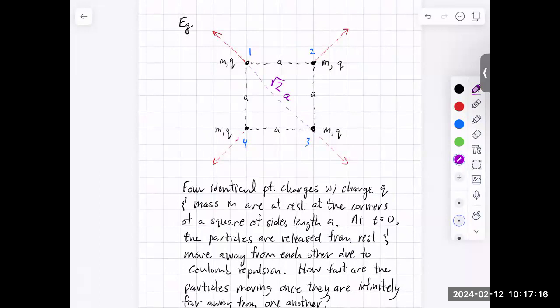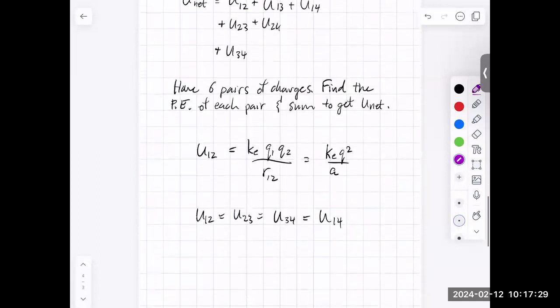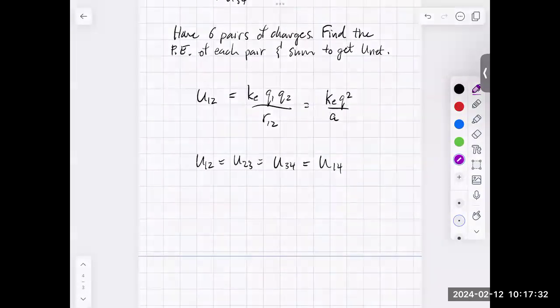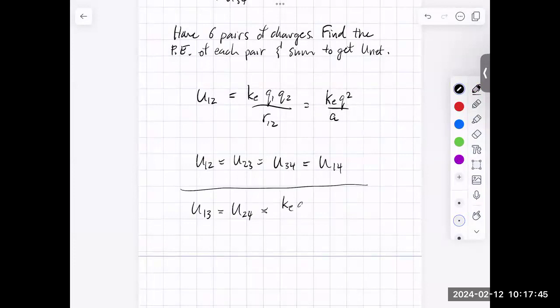So now we have the potential energy between charges 1 and 3 and 2 and 4. They're going to be exactly the same because all the charges are the same, and the distance between 1 and 3 is the same as the distance between 2 and 4. So U13 is equal to U24 is equal to Coulomb's constant Q squared, and then we divide by the distance, so we divide by √2.